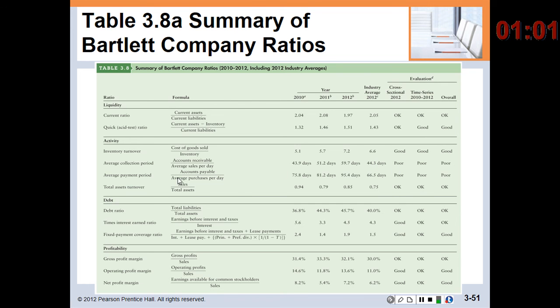Also, the average payment period, how long it takes us to pay our bills, is getting longer. It's gone from 75 to 81 to 91 days, and the industry average is 66. And again, that's just not very good.